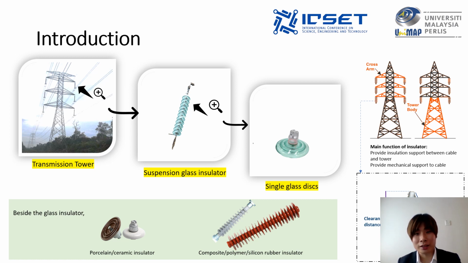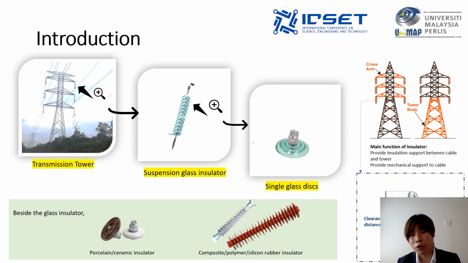That's why the insulator plays a very important role, providing the insulation support and also the mechanical support to the transmission tower. This is because the overhead cable does not have an insulation layer. If the cable touches the tower or the ground, it will lead to flashover and damage of the system. So the insulation string is mainly composed of glass discs.